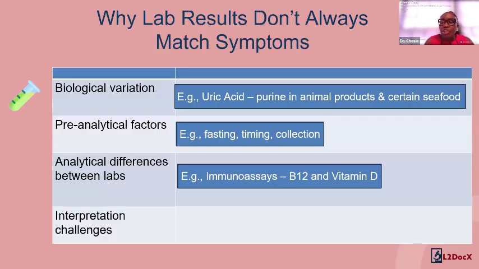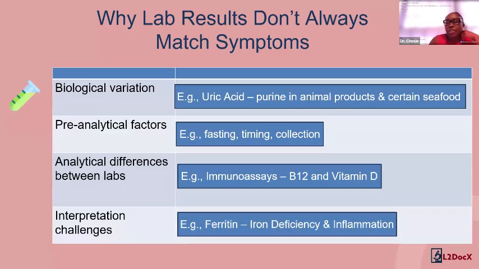There's also the interpretation challenges. An example of an interpretation challenge is ferritin. Ferritin is a protein in the body that is used in binding iron. So when you are iron deficient, your ferritin levels would be depleted. But guess what? Ferritin is also known as an acute phase reactant, so when you have inflammation it goes up. Let's say you have iron deficiency anemia, but you're also inflamed.